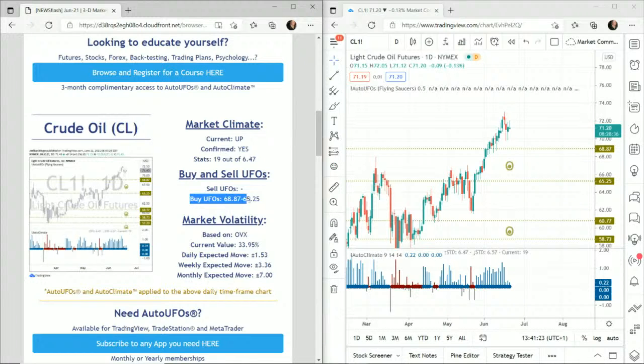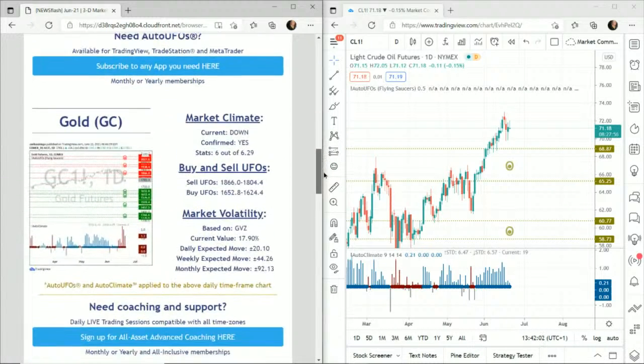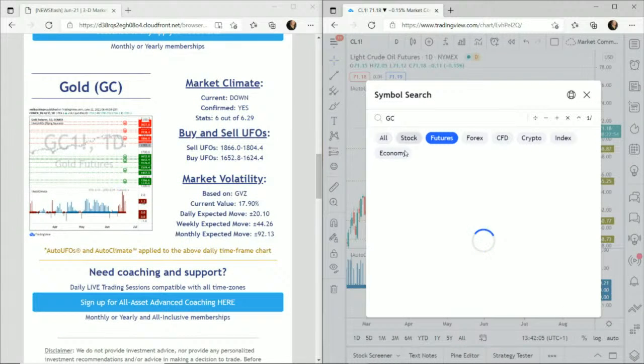Now in terms of buy and sell UFOs, we have UFOs just here at 68.87 to 65.25, so we would expect those to push price upwards if price were to come back in. Overall, still probability upwards with crude oil, but please bear in mind that we are way past what's usual, so it wouldn't be surprising either to see a reversal. Now in terms of volatility, we would expect in 1 year that oil would move up or down 33.95%, which tells us in 1 day up or down of 1.53 points, in 1 week up or down of 3.36 points, and in 1 month up or down of 7 points. So that's oil. Okay, moving on to gold. Our next market here, which is gold.